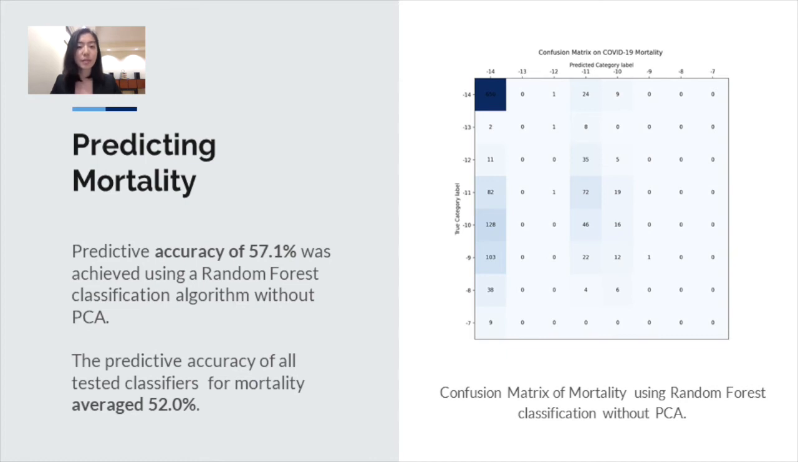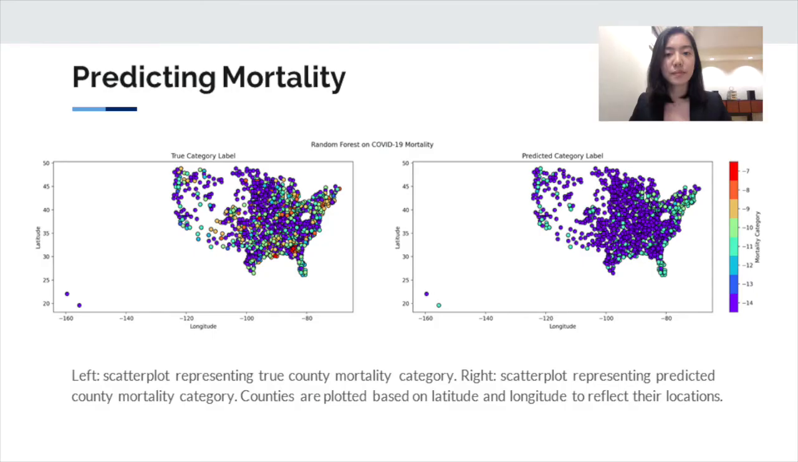Now, looking at the confusion matrix on the right, we can see that a majority of counties were predicted to have low mortality at a category of -14. On the diagonal, we can see all of the accurate predictions. Now, we can see two scatter plots with all counties plotted based on their latitude and longitude. On the left are the true values of each county's mortality, and on the right are the predicted values. This once again reiterates that a majority of counties were predicted to have low mortality at a category of -14.